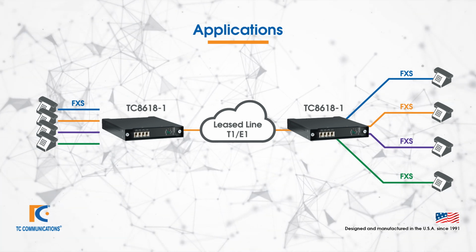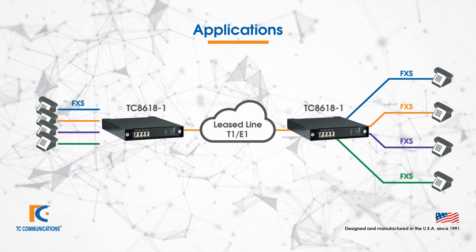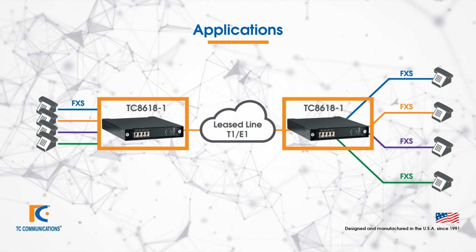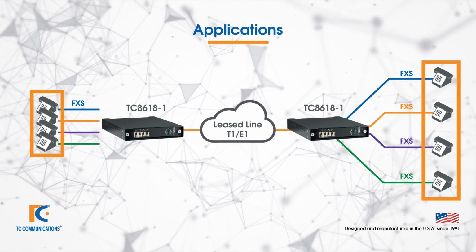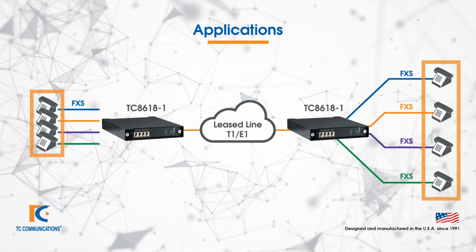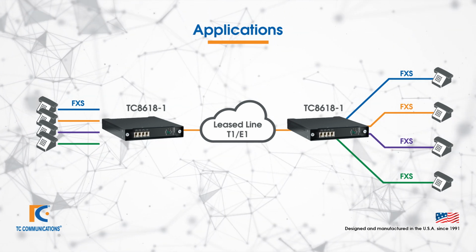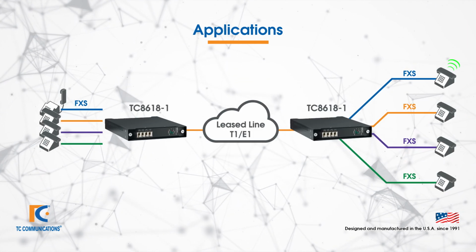This product is also capable of a crash phone application, and for this, we will be using our TC8618-1 for FXS at both ends. You can have 4 phones at the local side as well as the remote side. Each is connected from port 1 to port 1, 2 to 2, 3 to 3, and 4 to 4, and the remote phone will ring until it is picked up.